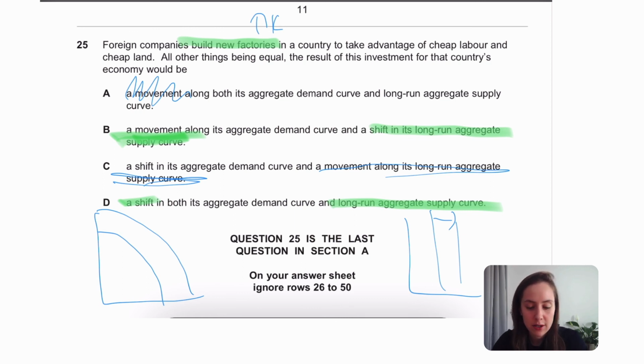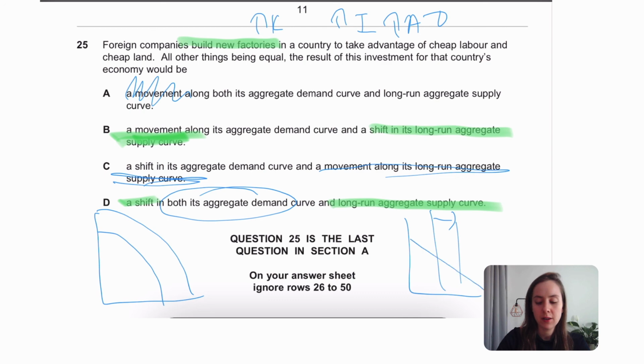And let's think, this investment in factories has probably generated a lot of spending in that local area. So I think that would also shift the aggregate demand. You've got more investment coming in, so there's more AD. So the AD has also shifted to the right. So we end up with this graph, which is D.